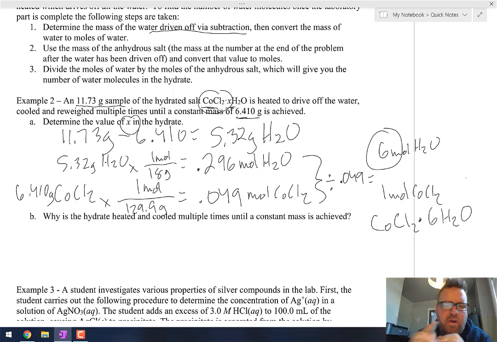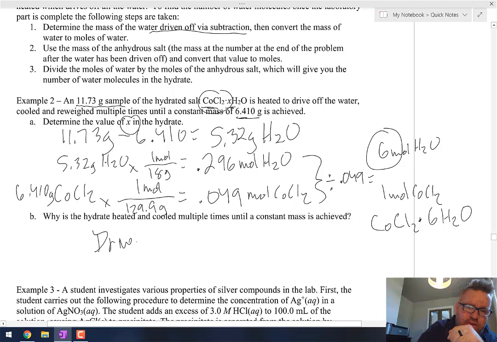Okay, and then B, why is the hydrate heated and cooled multiple times? Again, we already talked about that. Again, to drive off all of the water.